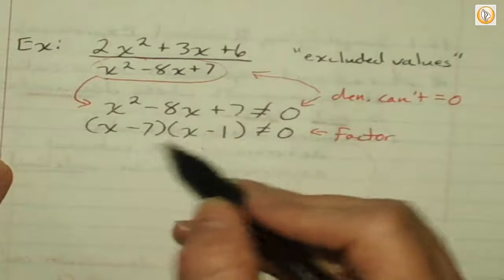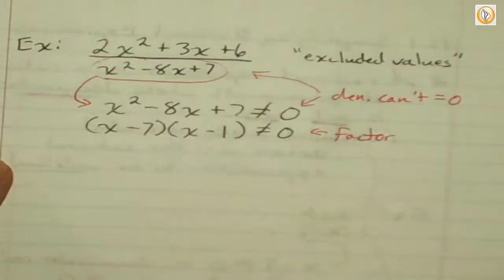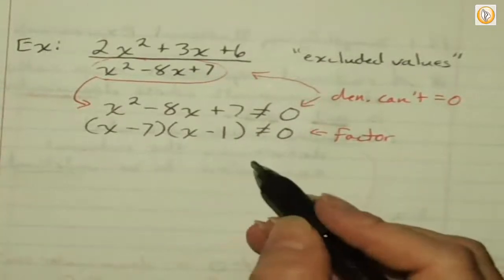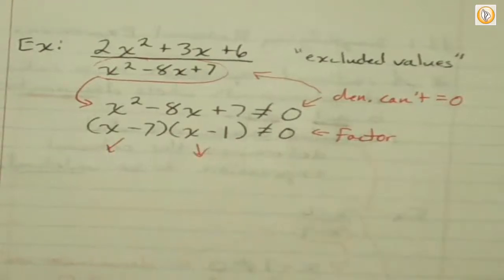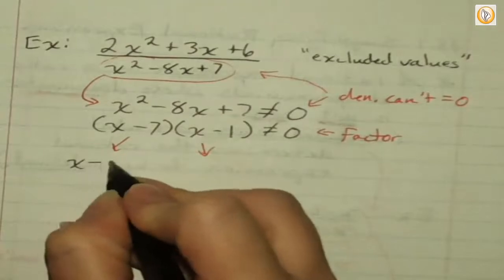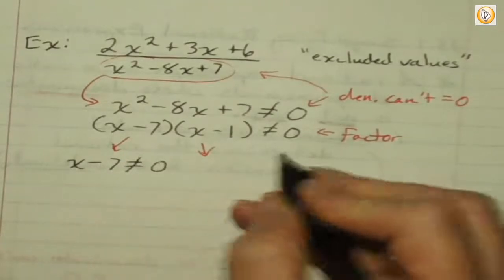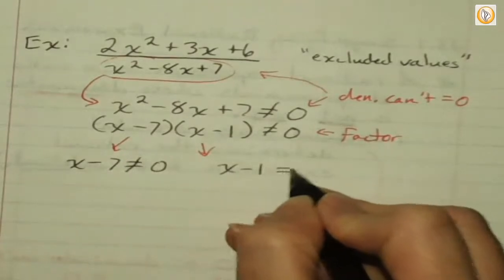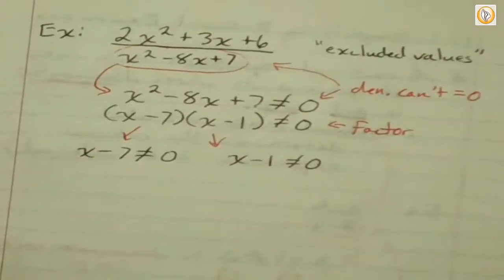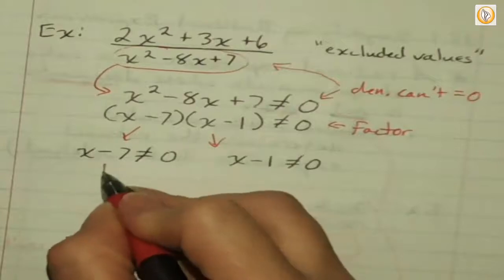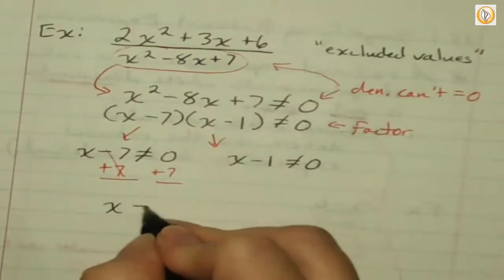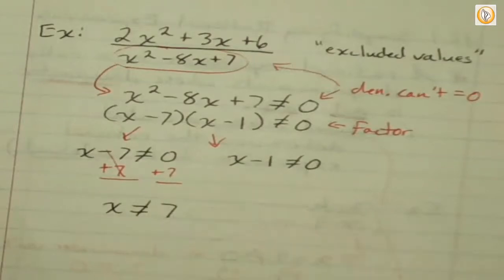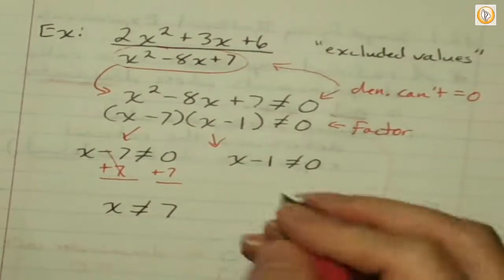So if you did FOIL, you would come up with this. Now that I have that, I can break it up, just like I did with the other one. I have x minus 7 does not equal 0, and x minus 1 does not equal 0. I do my intruder alert. x does not equal 7.